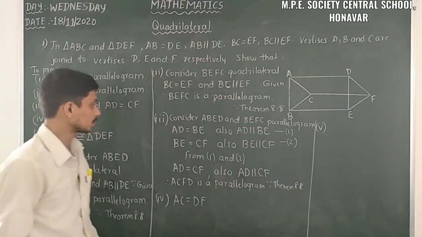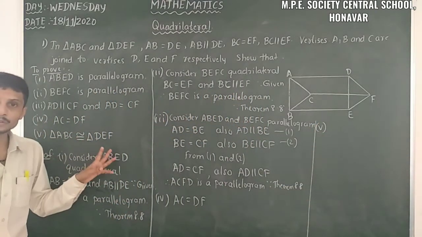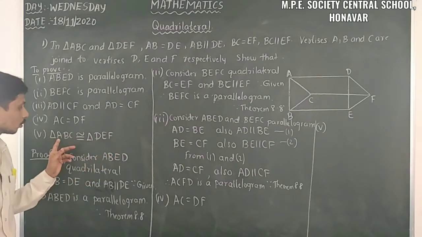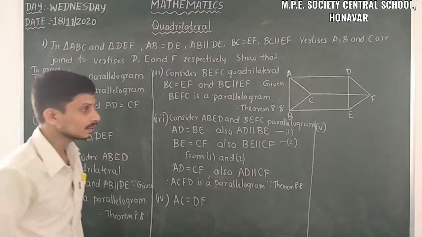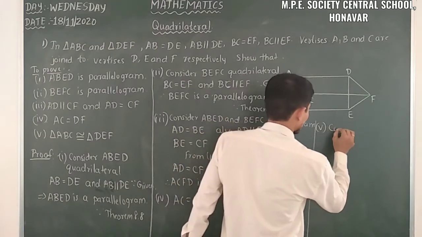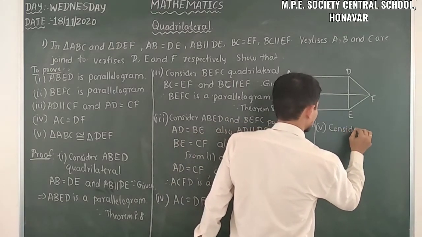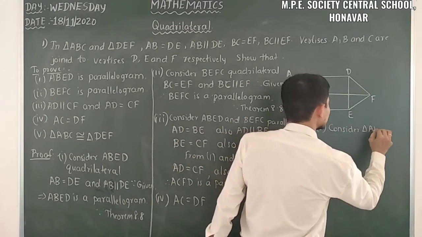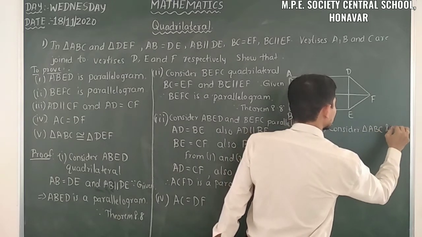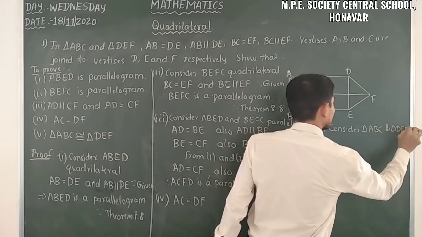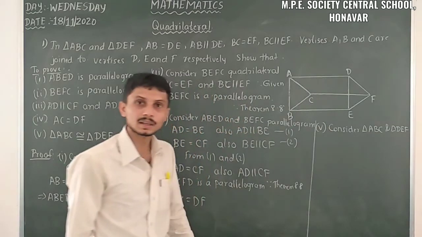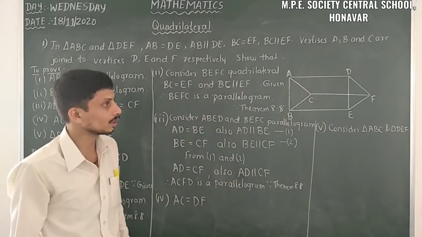So fifth, we have to prove triangle ABC is congruent to triangle DEF. So consider triangle ABC and triangle DEF. In triangle ABC and triangle DEF, what are the equalities we have?